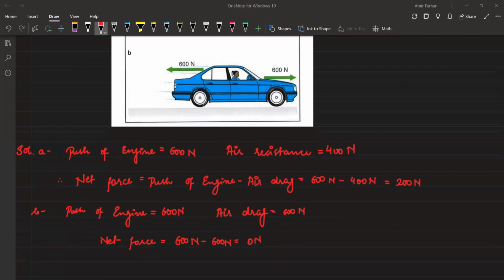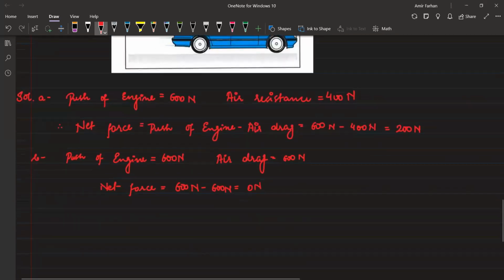So what will happen, Ayan? It will stop. So such kinds of forces, when the net force comes out to be 0, are called balanced forces.